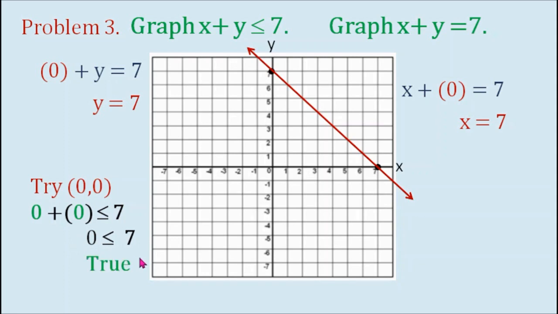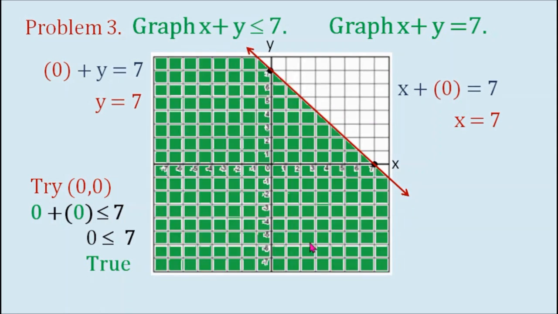Is it true that 0 is less than or equal to 7? Yes, that's true. Now this means the graph of the inequality x plus y is less than or equal to 7 is this line and the region below this line. So we are going to shade this part.